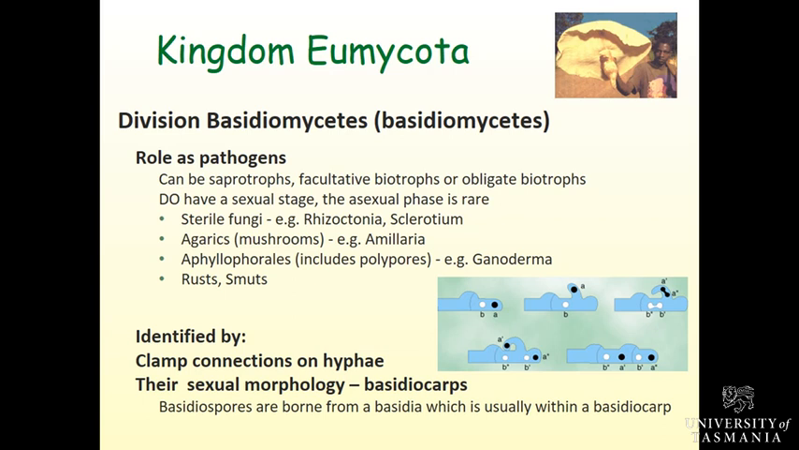Some of them, again, these are the gilled mushrooms. These ones here are the paw-shaped mushrooms. So Ganoderma is another forest pathogen. And you get rust and smut, some of our obligate plant pathogens that you've seen some already in the prac class.